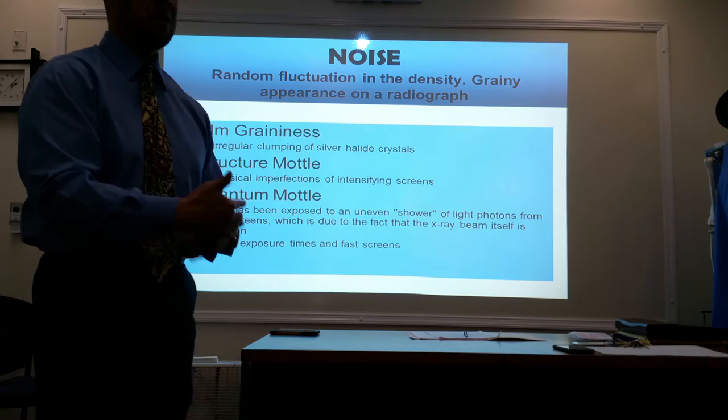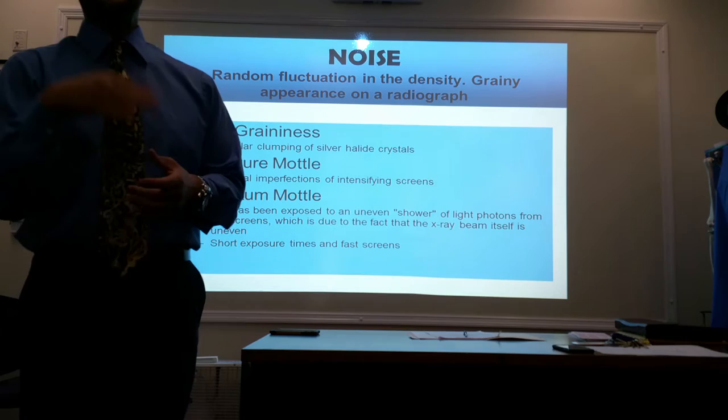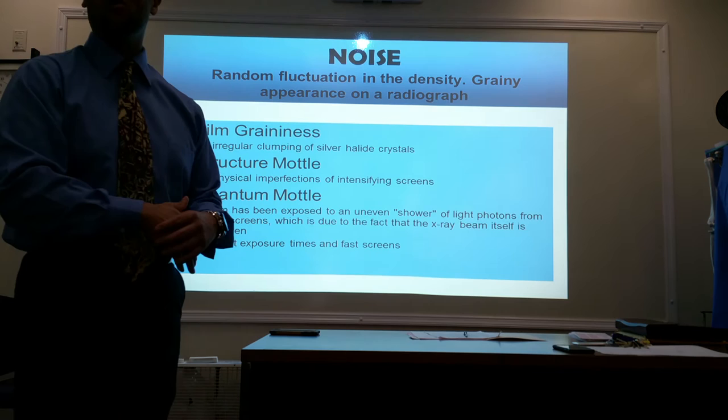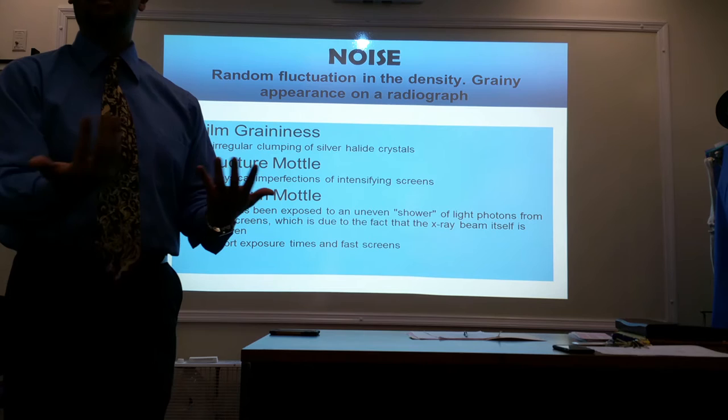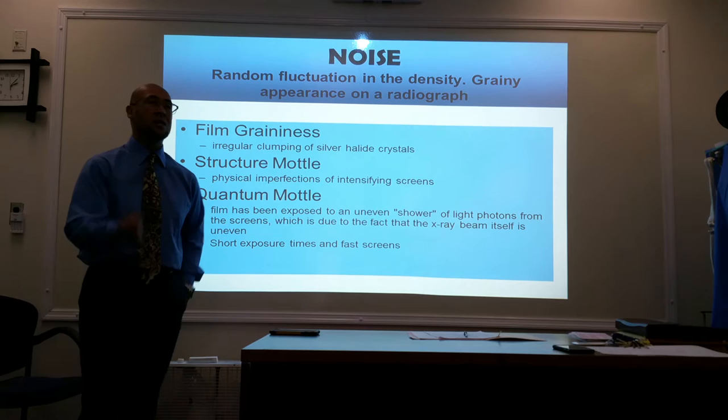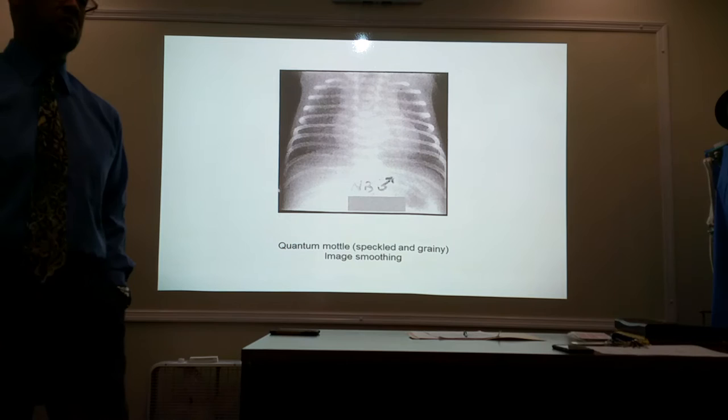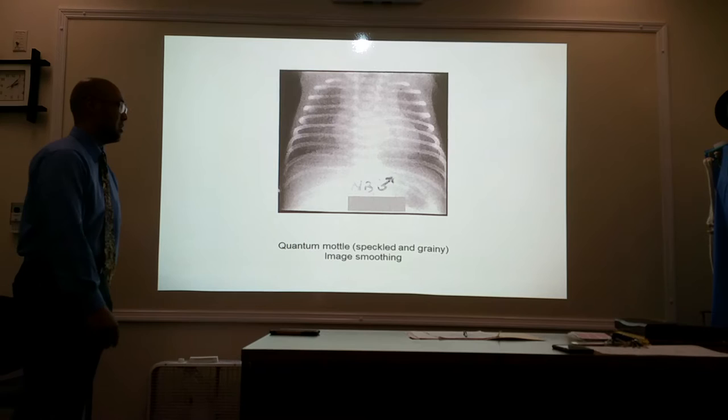Short exposure time. If it rained for a longer period of time, that slab of concrete is now going to be completely wet. Completely wet, more density, less spottiness. So the showering effect happens with shorter exposure times, resulting in an image that looks spotty and grainy. That's quantum mottling. Quantum mottling. Okay, any questions?